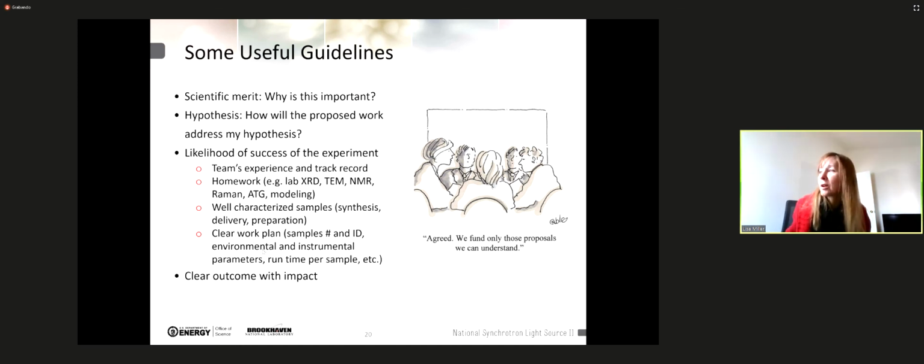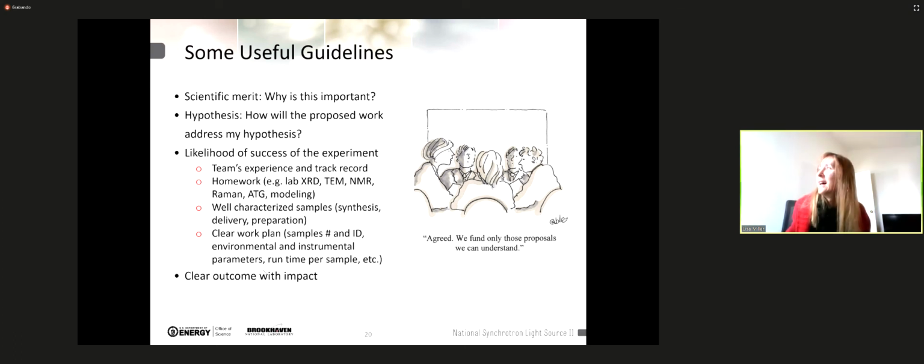And there needs to be a clear work plan: sample numbers, identification of them, what are the environment and instrument parameters, how much time does it take per sample? So really do the math here and describe how much time it's going to take you to do these experiments. And lastly, something we often see missing is the clear outcome. So, with these results, we will be able to show X. The synchrotron experiments are going to show X, and that's important to see too.